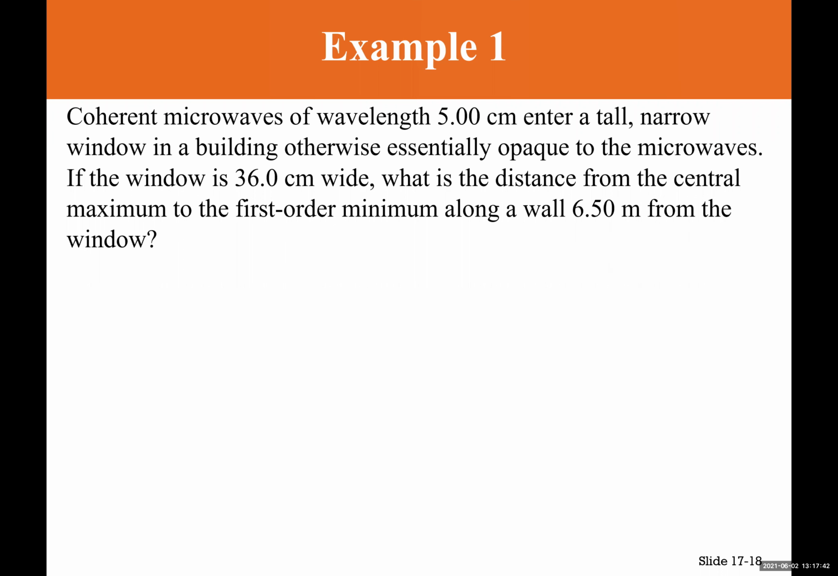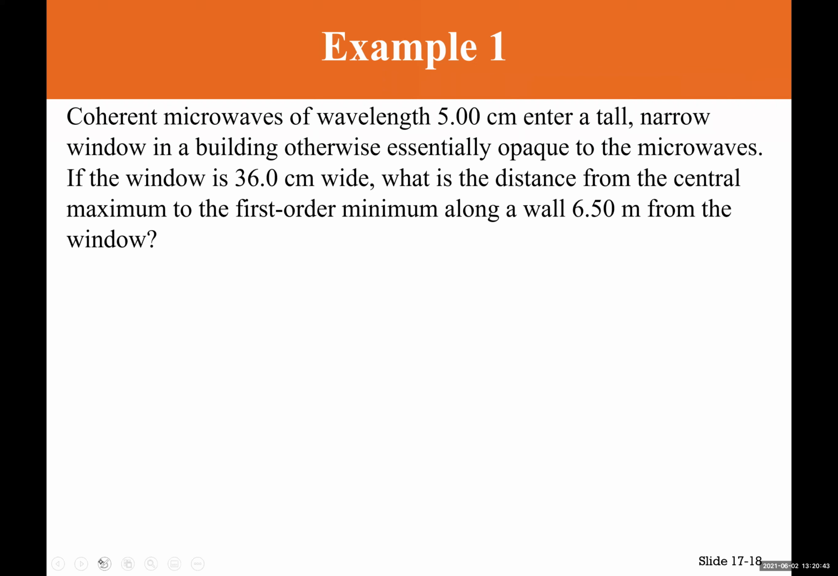All right, so let's look at a few examples. A coherent microwave of wavelength 5 centimeters and a tall narrow window in a building otherwise essentially opaque to the microwaves. If the window is 36 centimeters wide, what is the distance from the central maximum to the first order minimum along the wall 6.5 meters from the window?